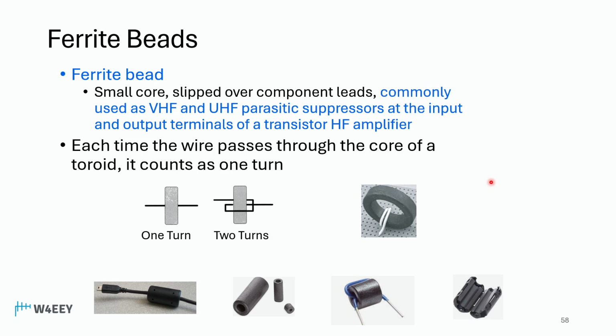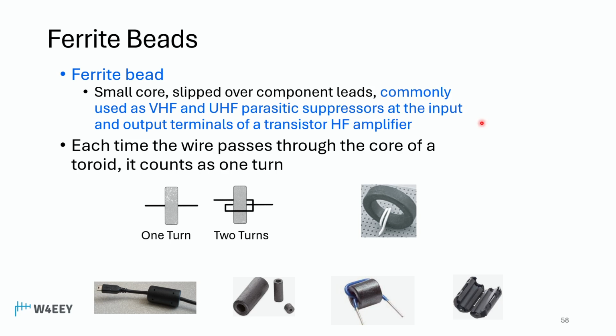Then there's ferrite beads. Ferrite beads are your friend. I've got one story, and Gary might have a story too, but let's talk about what they are. First of all, it's a small core slipped over component leads, commonly used at VHF and UHF as parasitic suppressors at the input and output terminals of a transistor amplifier. Well, that's the one they picked for a pool question, the wording.